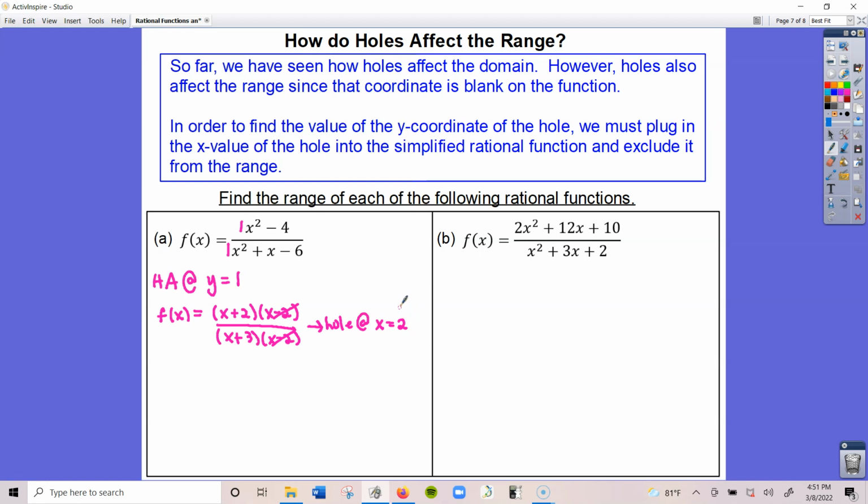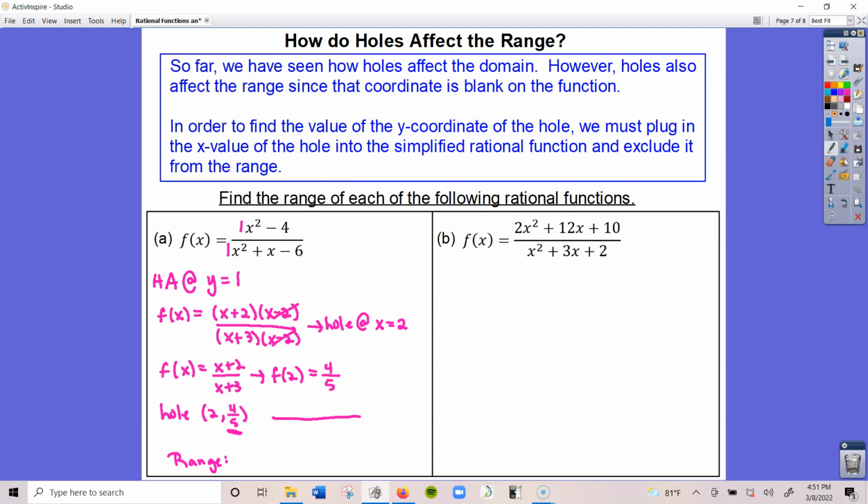But for the range, I need the y value. So what we do is we have my simplified rational function, x plus 2 over x plus 3. To figure out the y that goes with this x, we're going to take the x and plug it in. So f of 2 is going to equal 2 plus 2, which is 4, over 2 plus 3, which is 5. This is the y value of my hole. So the hole is at 2, 4 over 5. This is the value that I need to exclude from the range.